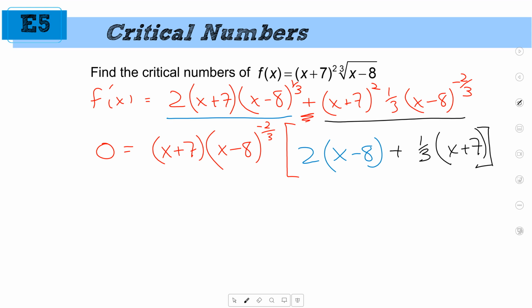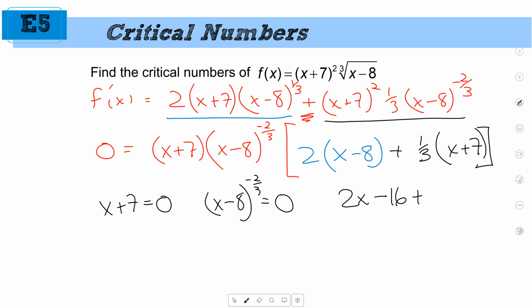That makes me happy. Why does that make me happy? Because now I have a whole bunch of multiplication. Two things multiply together to give you 0, they both must equal 0. Three things multiply together to give you 0, all three of them have to equal 0. X plus 7 equals 0. X minus 8 to the negative 2/3 equals 0. And 2x minus 16 plus 1/3 x plus 7/3 is equal to 0.